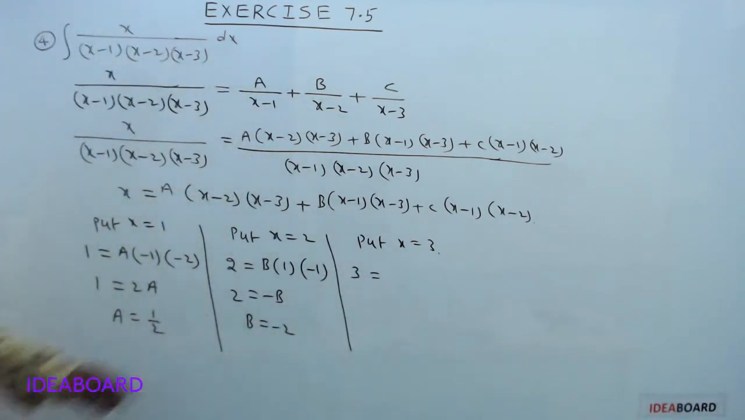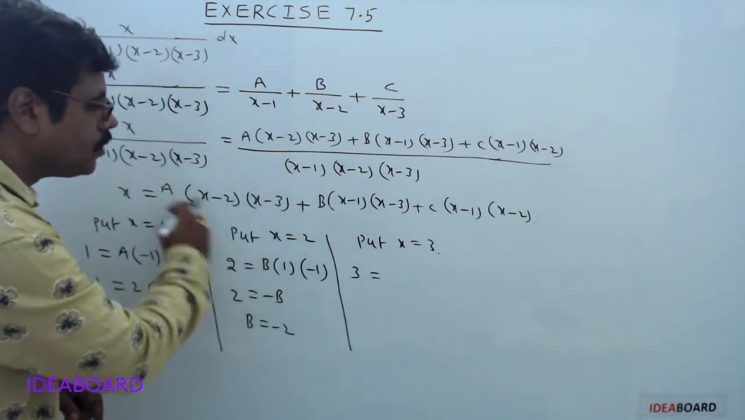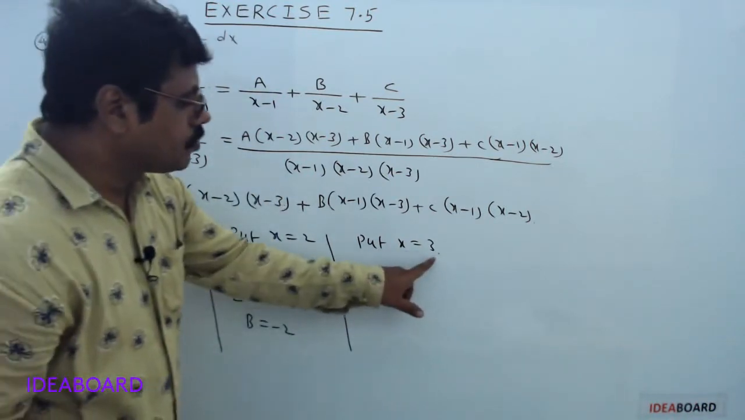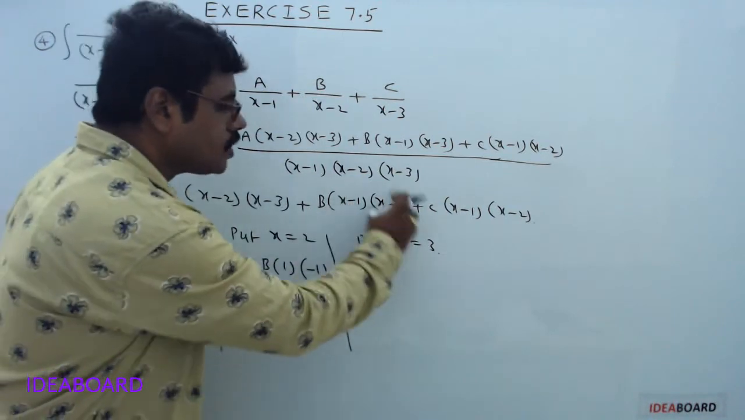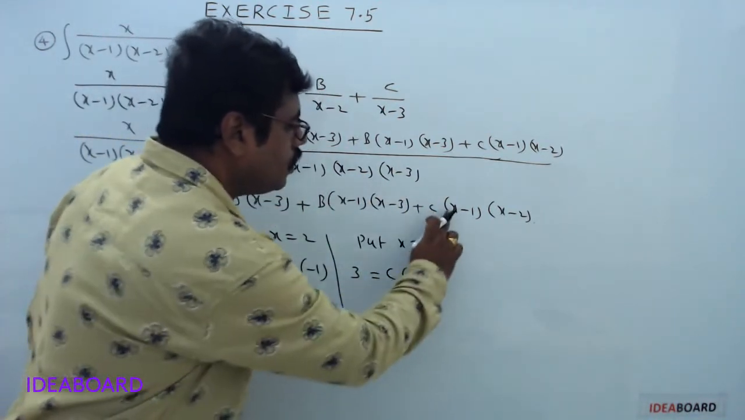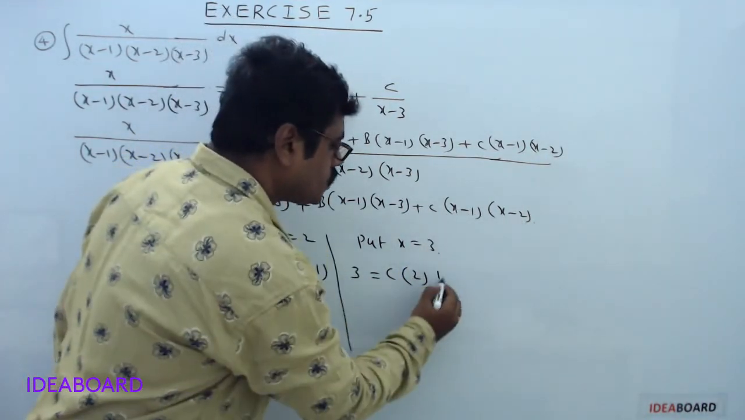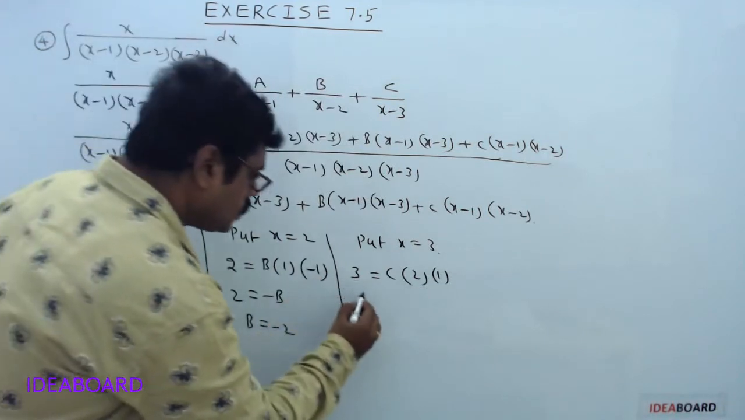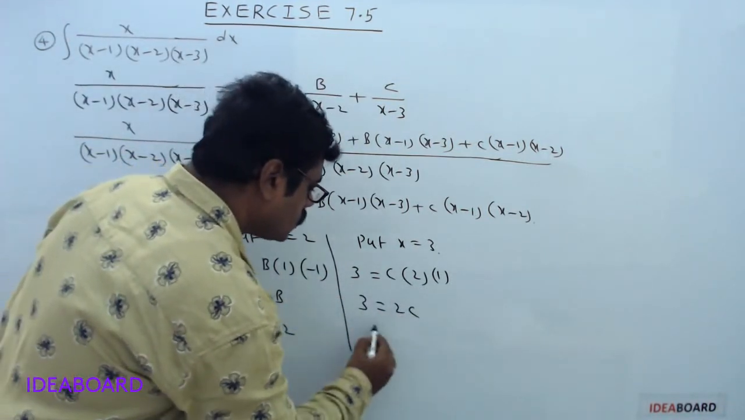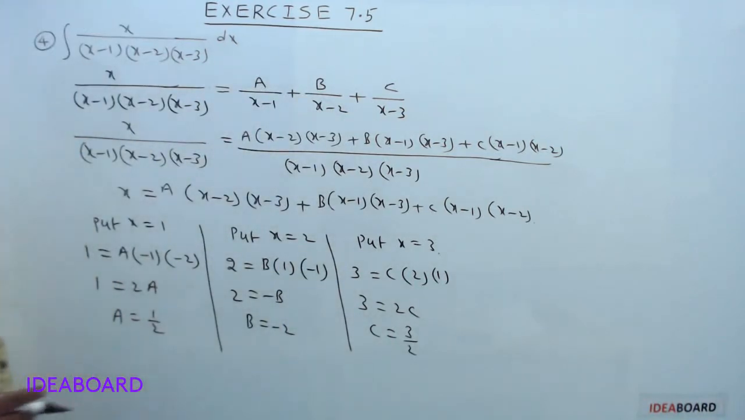3 equals, by substituting x equal to 3, this entire term value will be 0, and this term is also 0. Now write down the third term: c into 3 minus 1, that is 2, into 3 minus 2, 1. So it is 3 equal to 2c. So c equals 3 divided by 2.